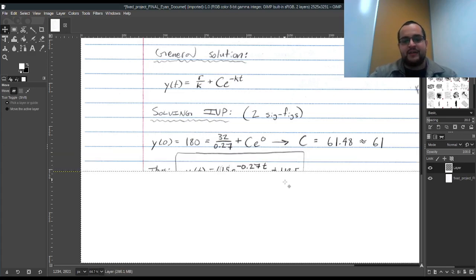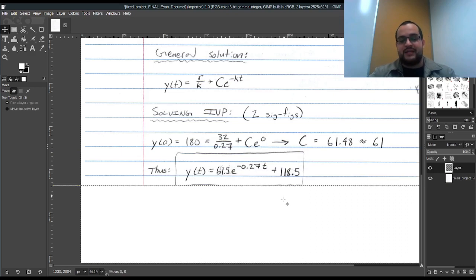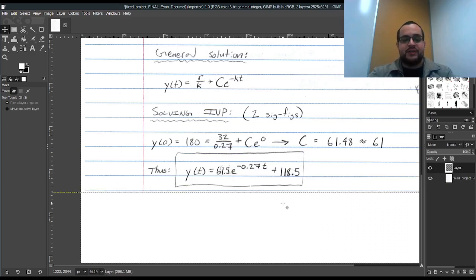And there you have it. The equation is solved. We now have our solution curve, which is y of t is equal to 61.5 e to the negative 0.27 t plus 118.5. And as you can see, I decided to add one more degree of precision to our constant here, just so it looks a little closer to the hypothetical no error function.